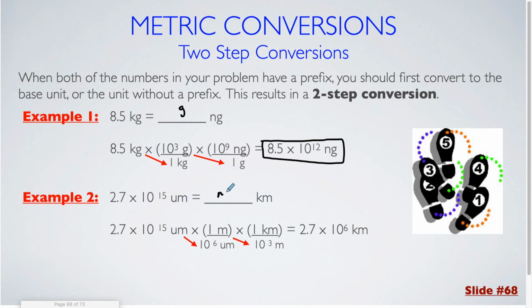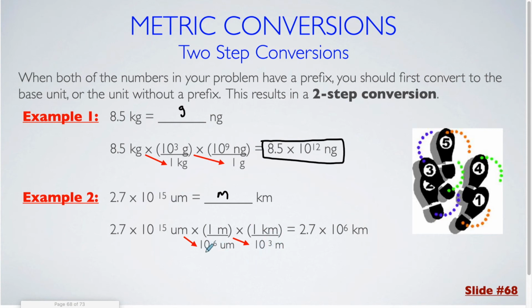In our next example, we are going from 2.7 times 10 to the 15th micrometers to kilometers. So I'm going to have to stop at regular meters in the middle. So micro to meters, and then meters to kilometers. Between a meter and a micrometer, a meter was larger, so that's why there's a 1 here. Micro is 10 to the negative 6, and I ignore the sign. Between a kilometer and a meter, kilometer is bigger, so that gets to 1. Conversion factor for kilo is 10 to the third.